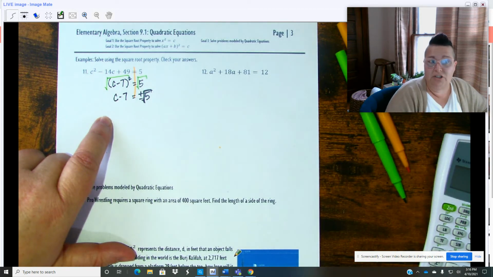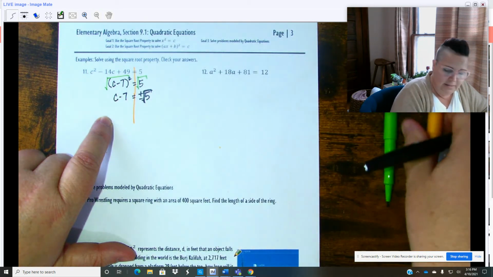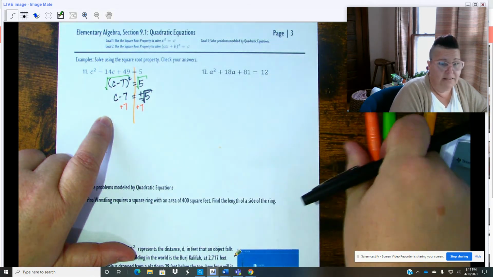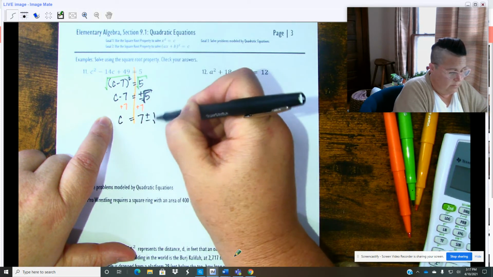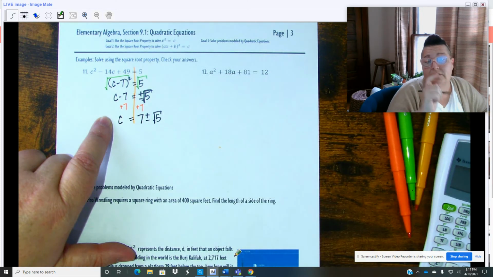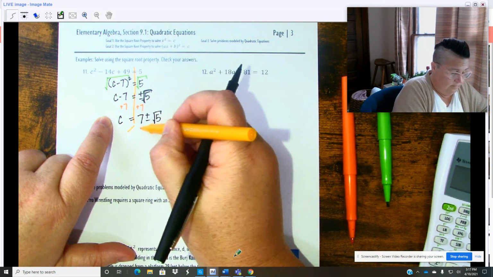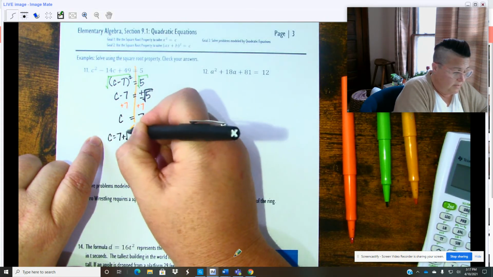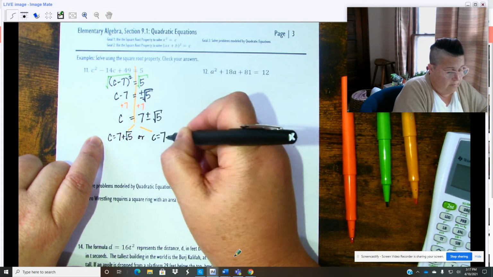So this is technically two answers, but, and this is the slick part, what I can do is just add 7 to both sides because I was going to do that anyway. Even when I split them up, I was going to add 7 to both sides. So I have c is equal to 7 plus or minus the square root of 5. You still need to see this as two answers. This could be c is equal to 7 plus the square root of 5, or it could be that c is equal to 7 minus the square root of 5.